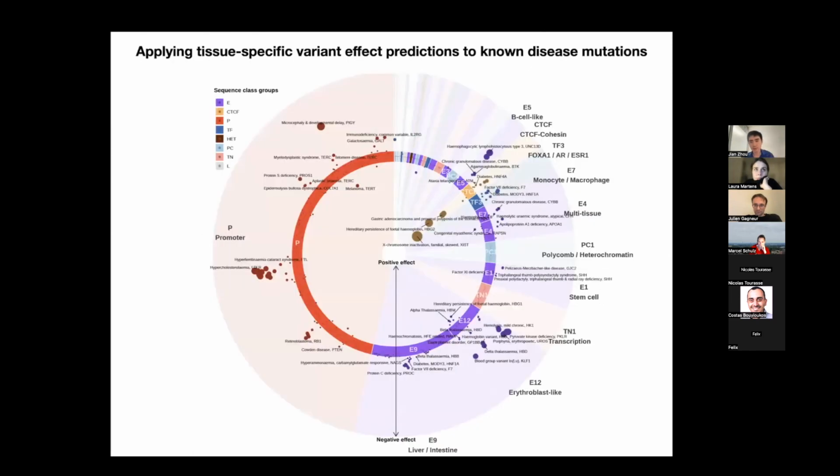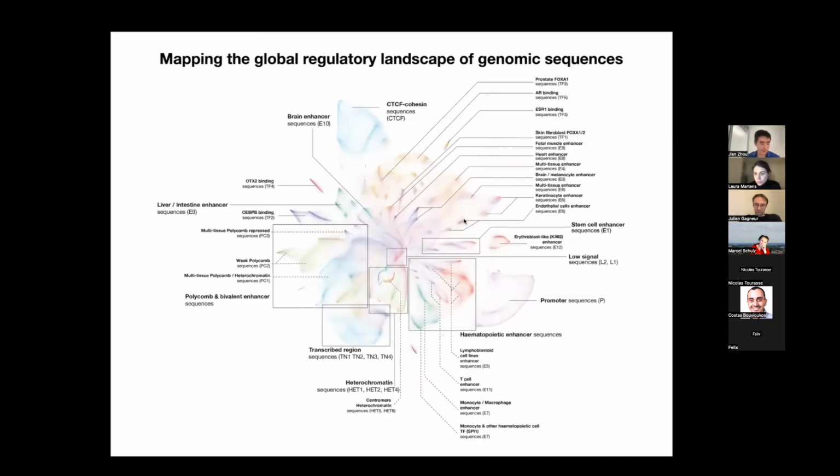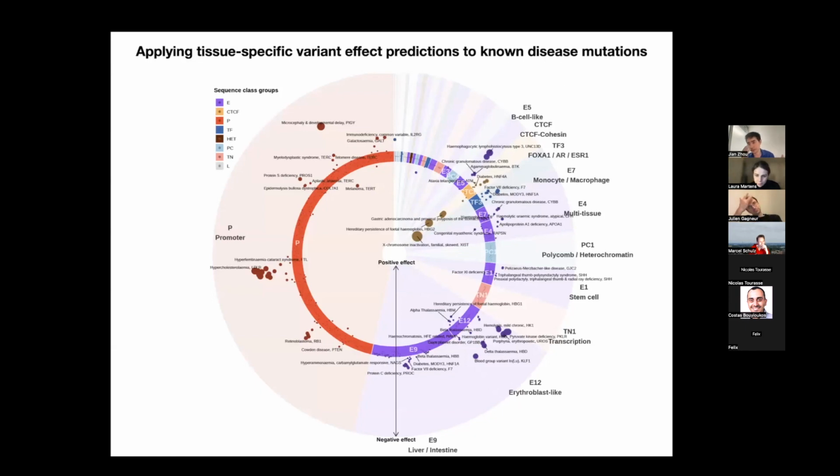With those sequence classes, I want to jump to what we can do with them, right? Once we have a mutation, we can quantify how much the mutation will change the sequence class score. For example, a mutation may change one sequence from a stem cell enhancer to a low signal sequence class, which represents that it can strongly decrease the stem cell enhancer activity. For every mutation, we can compute these scores in all 40 sequence classes.